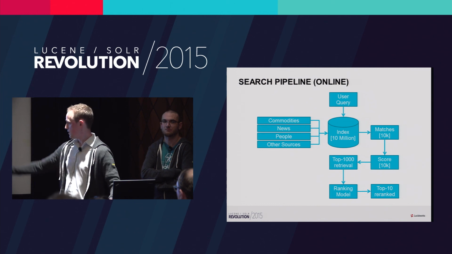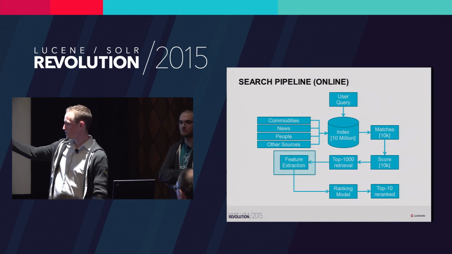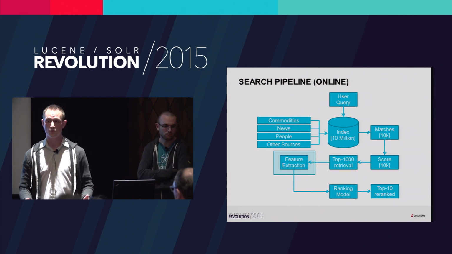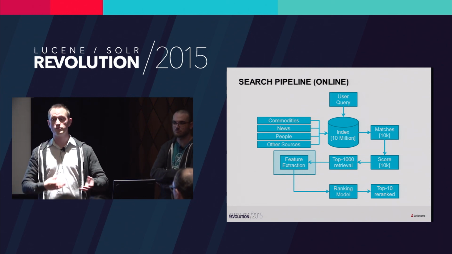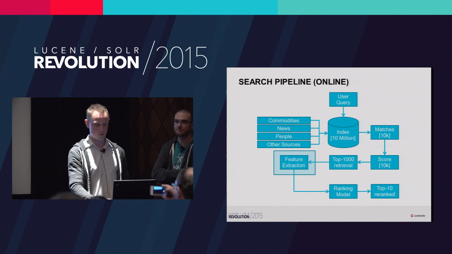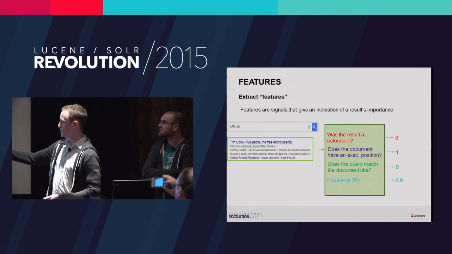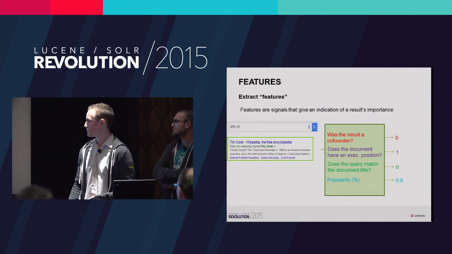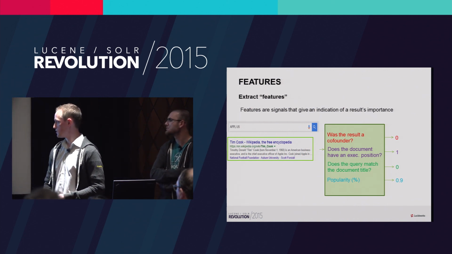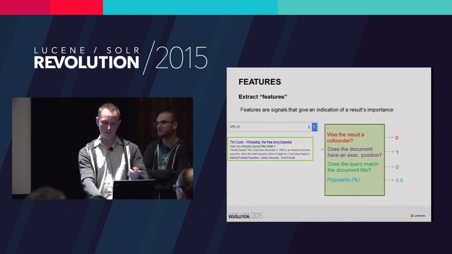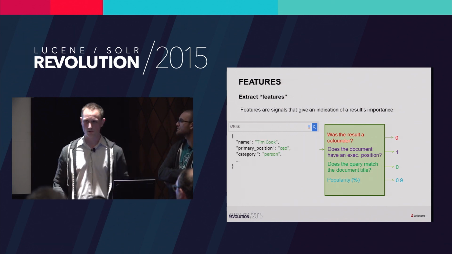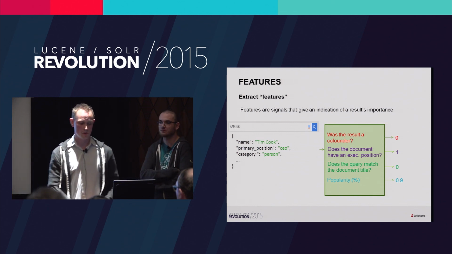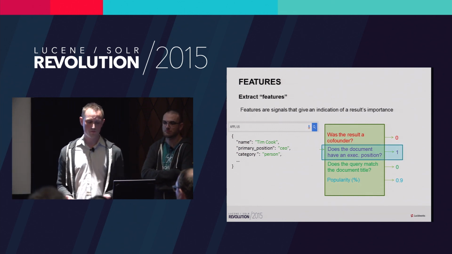So we have this. The key point here, though, is that you're not actually sending the documents to the re-ranking model. You're actually extracting the features of the matching documents and sending those feature vectors to the model to re-rank. So we saw this. For this example, we had Tim Cook as a document, and we had these 4 features: was he a co-founder, exec position, and so on. So really, this document actually looks in Solr like this, with a name, primary position, and a whole bunch of other fields and values. So we'll dive into what a feature actually looks like.